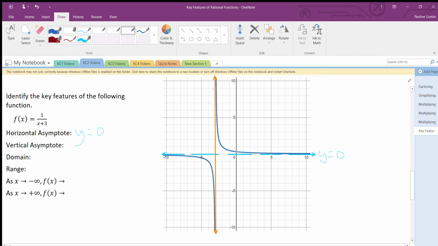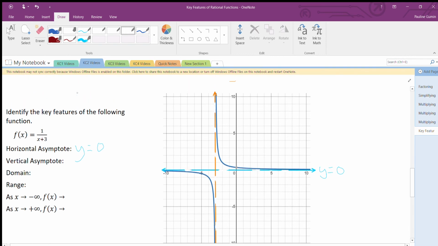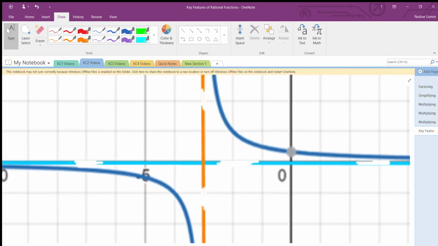I'm going to dash, dash, dash. Dash, dash. Whoa. I don't know how that happened, but the dashes have appeared. Okay, wondrous. This line is x equals -3. How did I know it was -3? It crosses -3 right there.